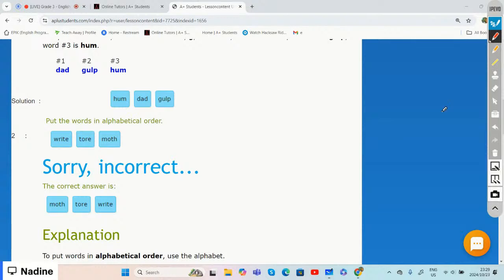All right. So if, for example, we have words and we can't seem to put these words in alphabetical order because the first letters or the second letters are the same, then once again, we look at the first letter again.